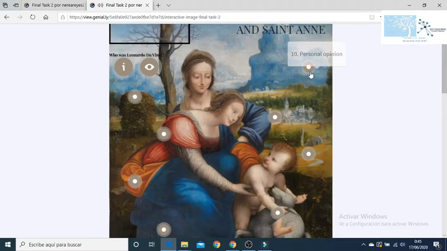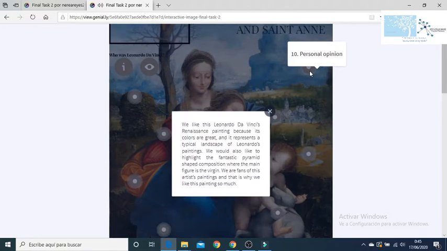We like this Leonardo da Vinci Renaissance painting because its colors are great and it represents a typical landscape of Leonardo's paintings. We would also like to highlight the fantastic pyramid-shaped composition where the main figure is the Virgin. We are fans of this artist's paintings and that is why we like this painting so much.